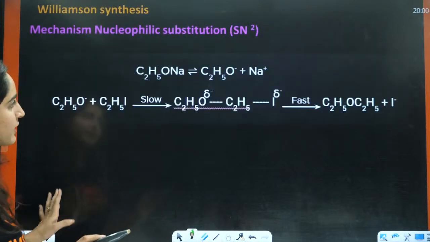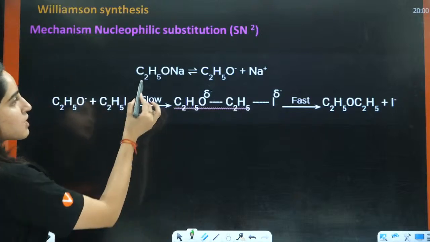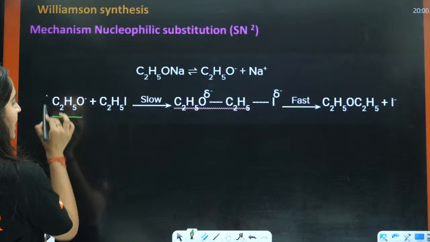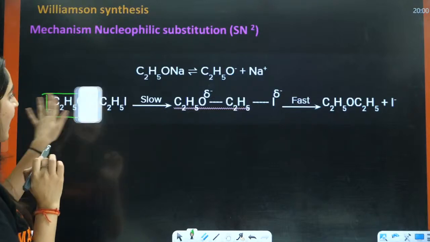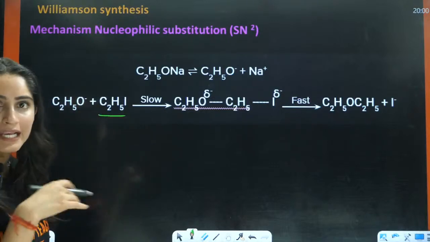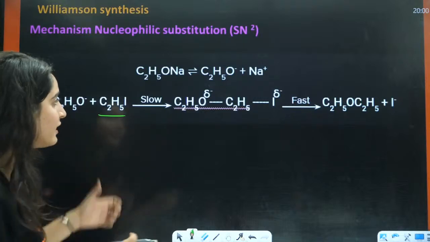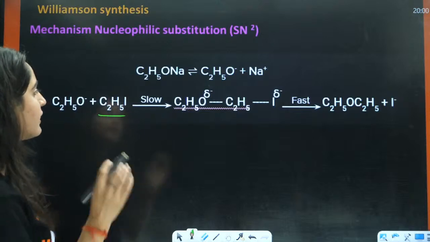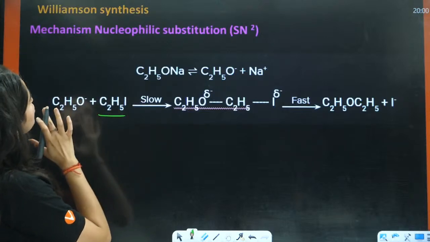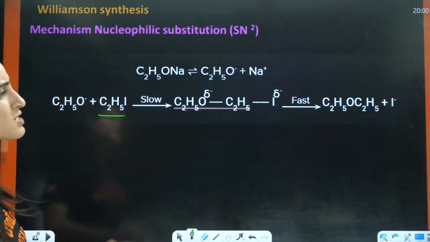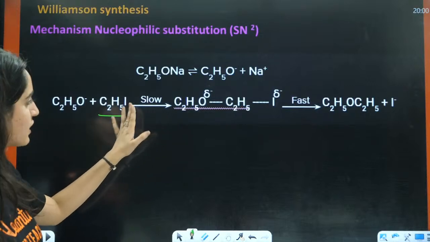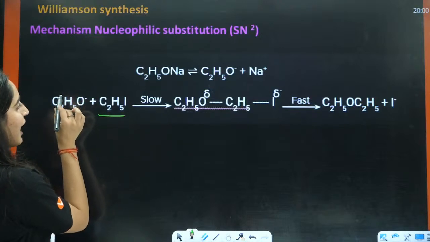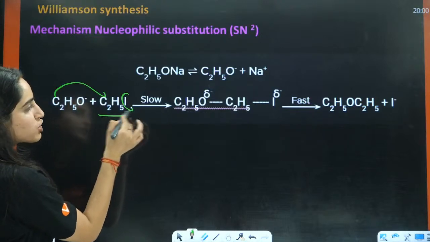Now let us see the mechanism. The first step is that your alkoxide is going to give you this anion. Then this anion is going to react with the alkyl halide, basically with iodine here. Now the transition state means the attack of this and the elimination of this.